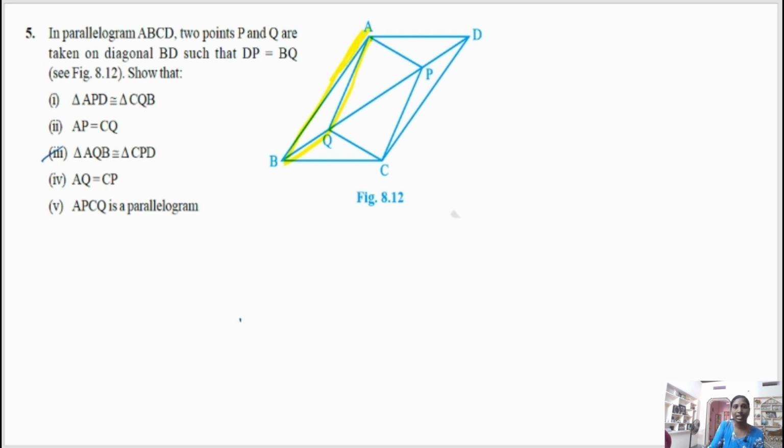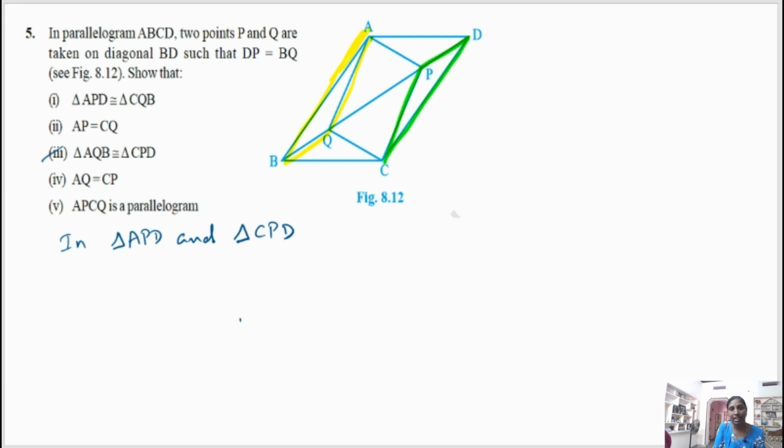Now triangle CPD. This is triangle CPD. Now let us start writing. So here in triangle APD and triangle CPD, what can we write here?